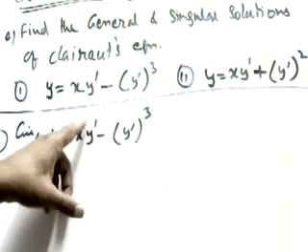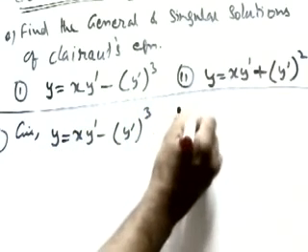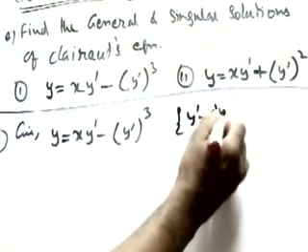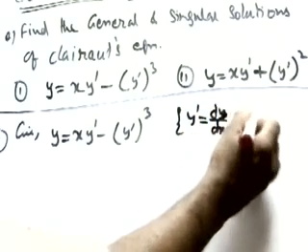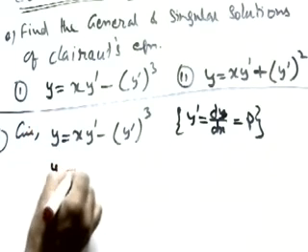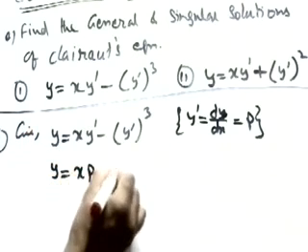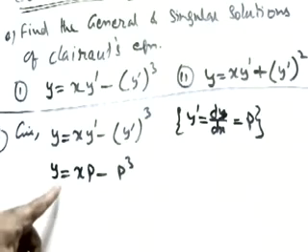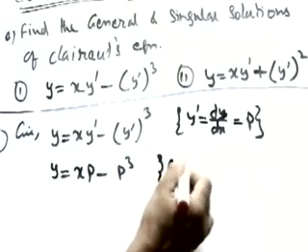Now I have written the question y equals x y dash minus y dash cubed. We already know what y dash is. y dash is nothing but dy by dx, and dy by dx is nothing but p. So in place of y dash, you write p. So this will be y equals xp minus p cube. So it is of the form of Clairaut's equation.